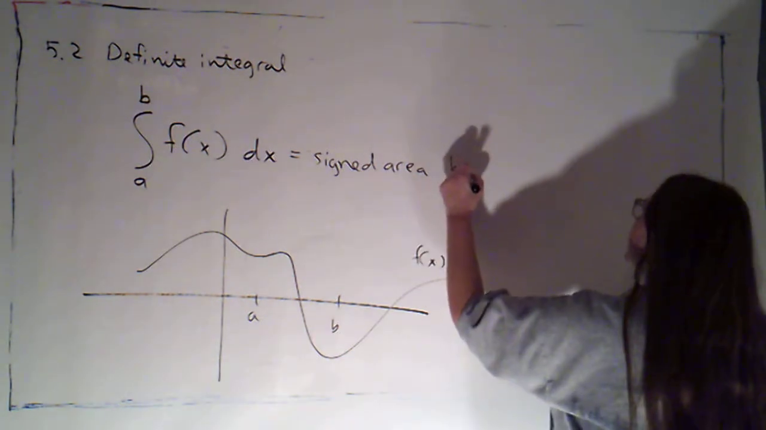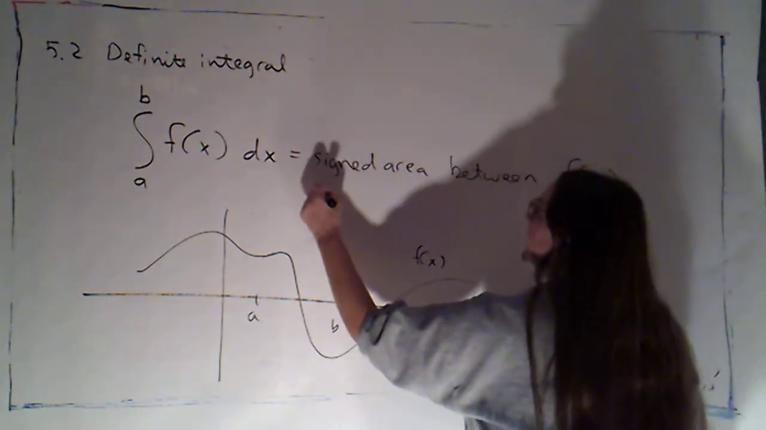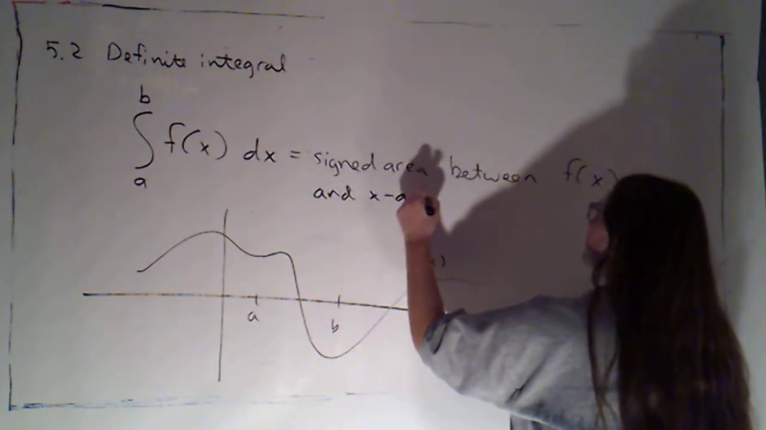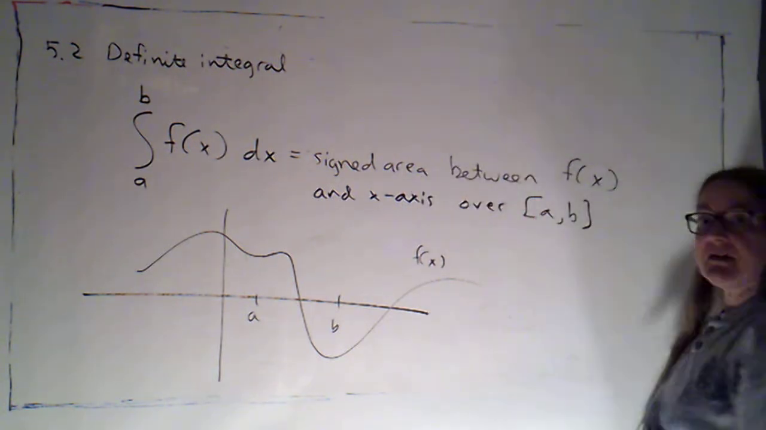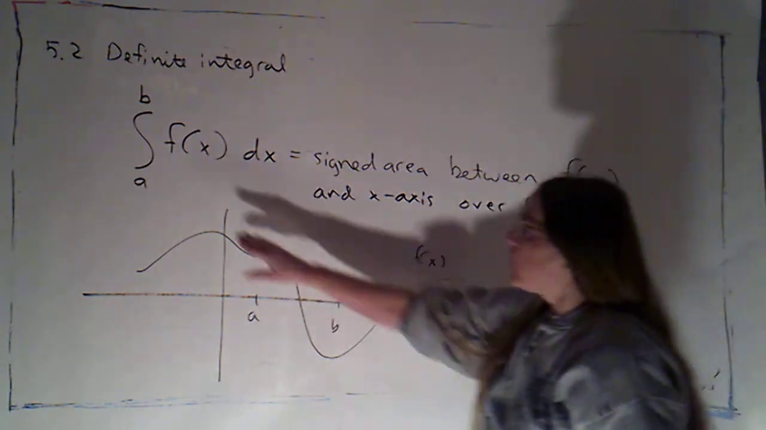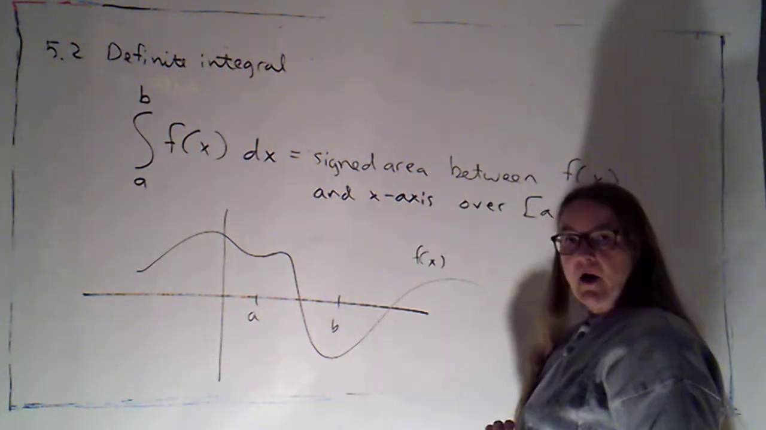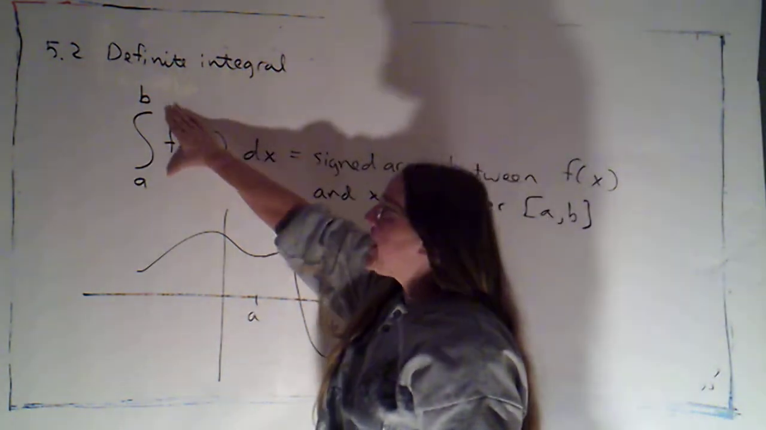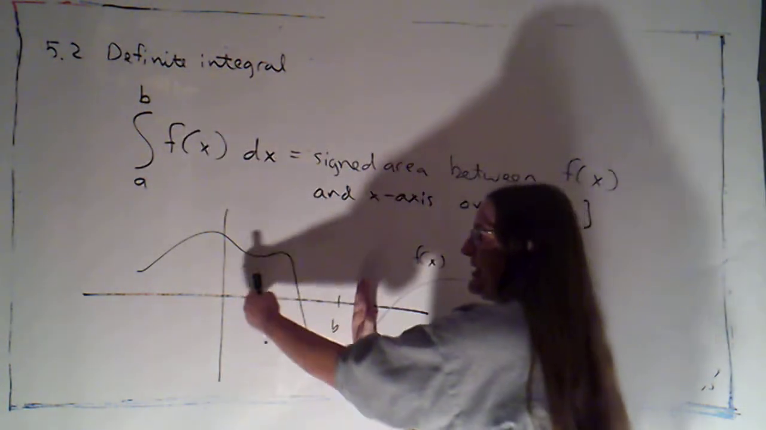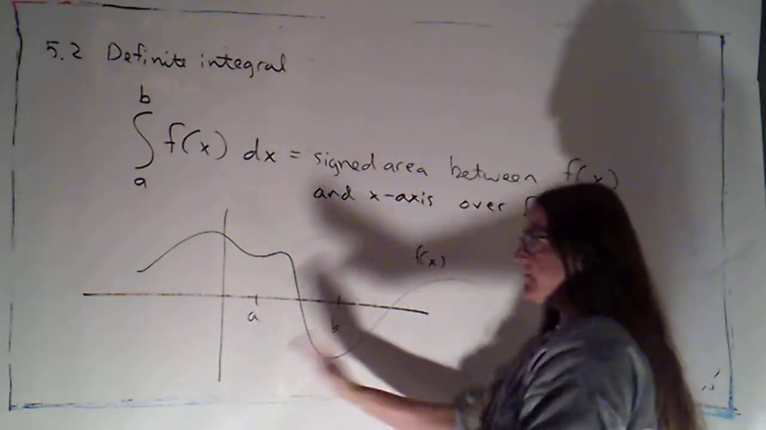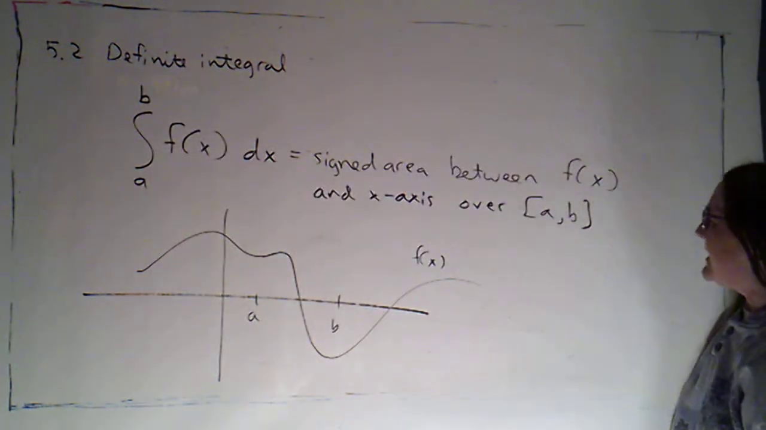It's the signed area between the graph of f of x and the x-axis over the interval from a to b. And for right now, we're going to suppose that a is the left endpoint of our interval and b is the right endpoint. We'll eventually see that it's possible to define this if I had a over here and b over here, but for the time being, we're going from left to right. Okay, so what does this mean?